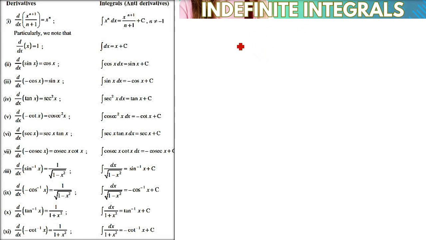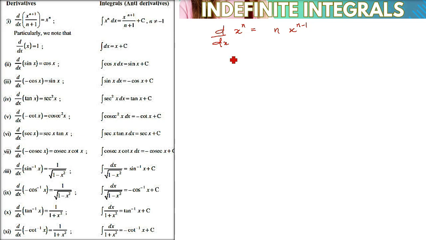So the standard results of differentiation, in the same way we have the integrals. So these are the standard results. Whenever we have these results which are known to us, we can directly use them in solving the question. We have d by dx of x raised to n. So the differentiation was n x to the power n minus 1. But when we integrate it, what do we get?